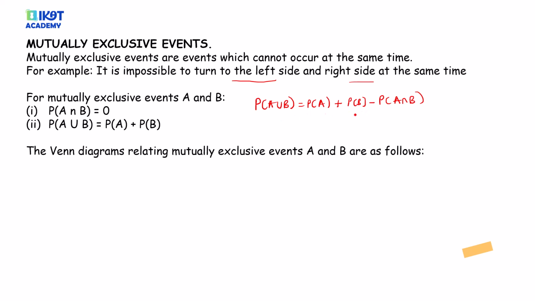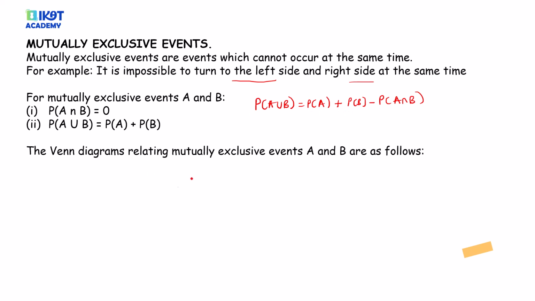So of course, sometimes you can even be asked to prove that the following events are mutually exclusive, and what is required of you is to show that for any events that are mutually exclusive, when you get the probability of A union B, it will be equal to the probability of A plus the probability of B.